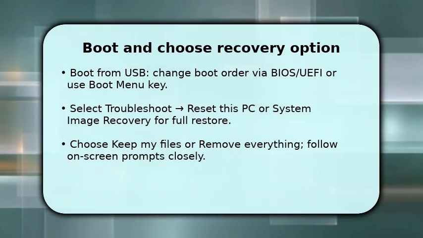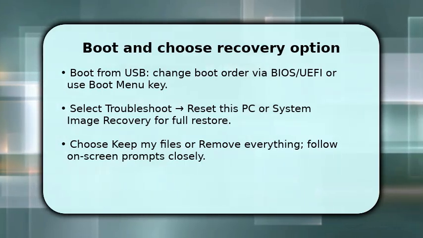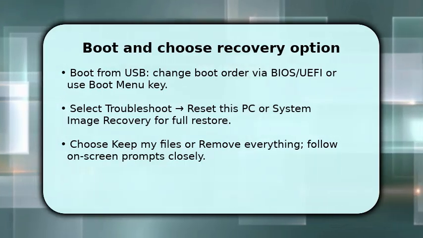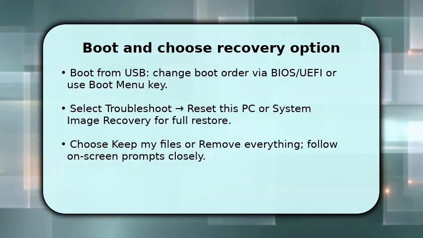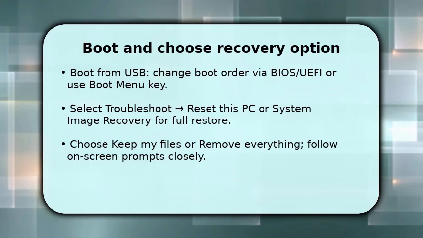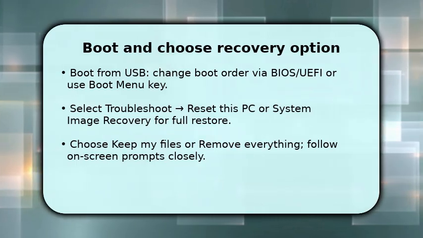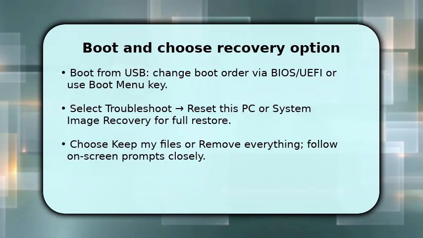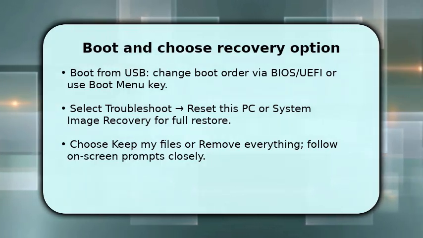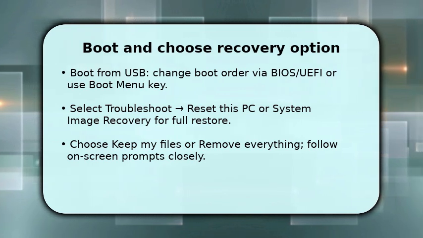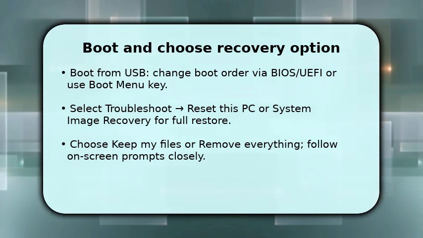After the recovery environment loads, choose Troubleshoot. Then pick Reset this PC to reinstall Windows or System Image Recovery if you have a full image. Make a deliberate choice between Keep My Files versus Remove Everything based on your backups, and follow the on-screen prompts. This step reinstalls system files and repairs corrupt components, which resolves most startup and stability issues.